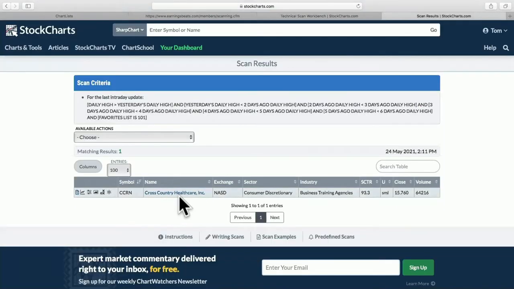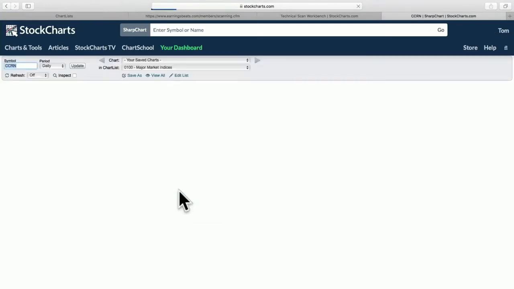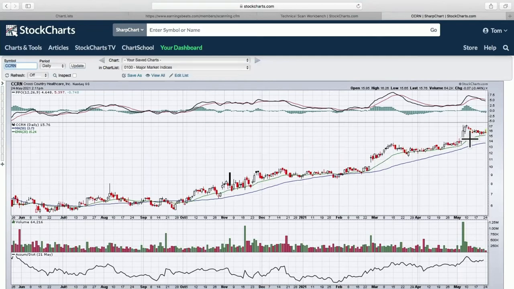Well, there was one. All right, so we've got Cross Country Healthcare. So let's pull this chart up and take a look. Its SCTR is 93.3. So we know we have a stock that's been performing pretty well on a relative basis. And if you look at the first, second week of May, big volume breakout above this $14 level. Got all the way up to $17. And then we pulled back for about 2 weeks down to that 15 area, but we kept putting in lower highs. And I'm going to shorten this chart.